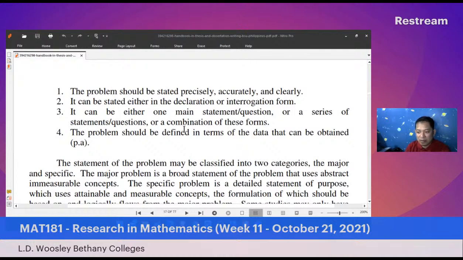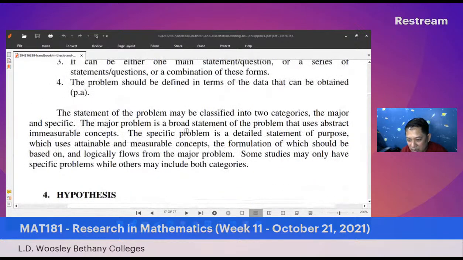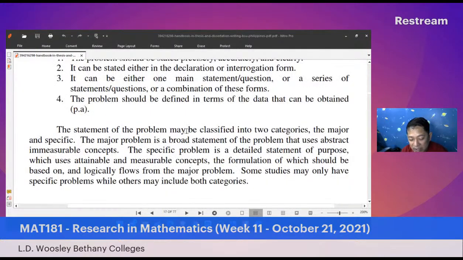It can be either one main statement or question, or a series of statements or questions, or a combination of these. The problem should be defined in terms of data that can be obtained. Siguro hanggang dito muna tayo. Then tutuloy ko to by next time, Lord willing.